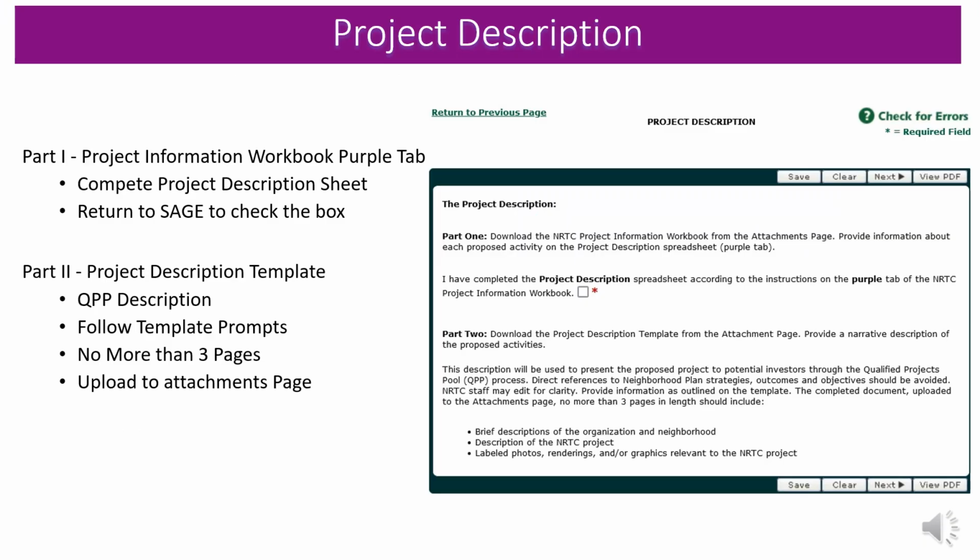To make this a little easier, each section in SAGE that has a related spreadsheet now has a certification box that you should not check until you have completed the correlating spreadsheet. The project description section has two parts. Part 1 is the purple tab in the project information workbook. Part 2 contains the project description template, which Susan will talk to you a little more about after we take a look at the spreadsheet.